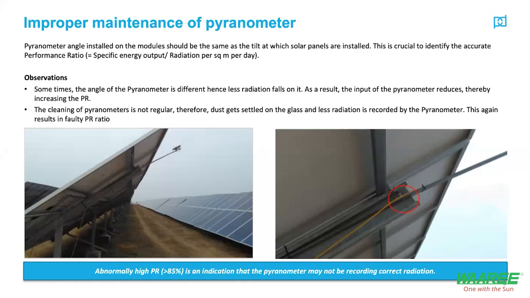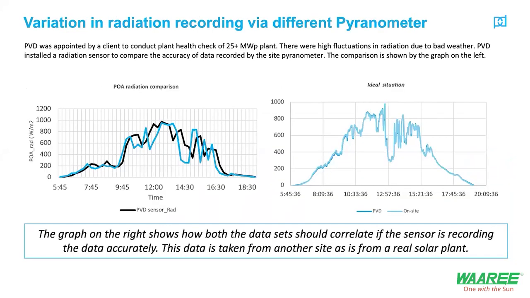So moving on to the next point on the pyranometer, sharing another case study. This is a 25-30 megawatt plant. When we installed a calibrated pyranometer alongside the on-site pyranometer, we found that the accuracy of the on-site pyranometer was quite low. If you see the chart on the left, the black line is the calibrated pyranometer, and the blue is the on-site pyranometer.